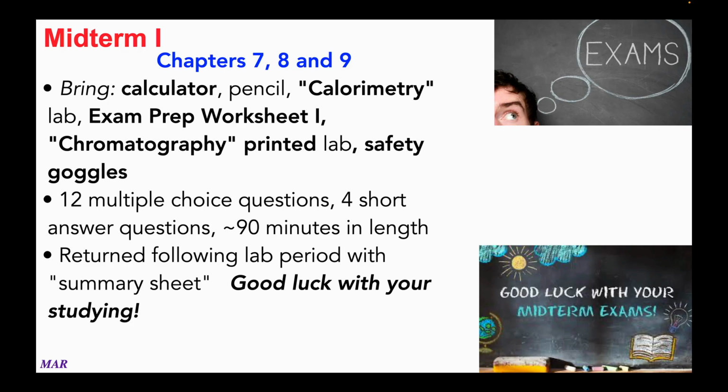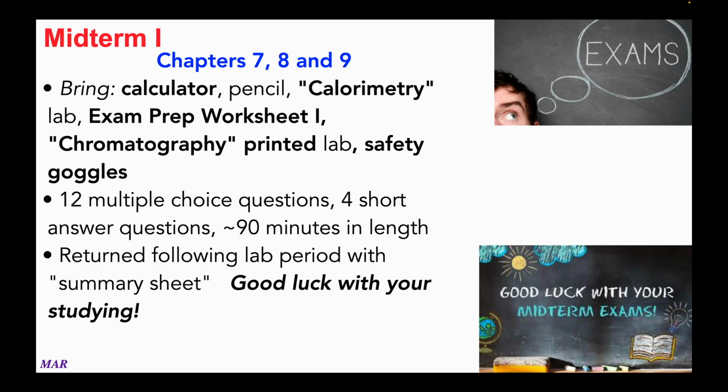Now, this page you must check with me to make sure that all the information is correct. But what I plan to have happen at the time that I'm making this video is that your midterm will be over chapters 7, 8, and 9. Chapter 7 was stoichiometry, limiting reactants, things like that. Chapter 8 was the gas laws, and chapter 9 is the energy chapter, where we talk about calorimetry, delta H, Q equals MC delta T, stuff like that.